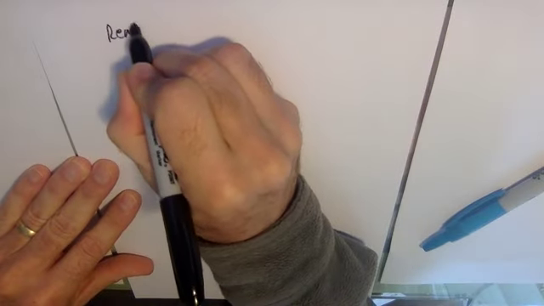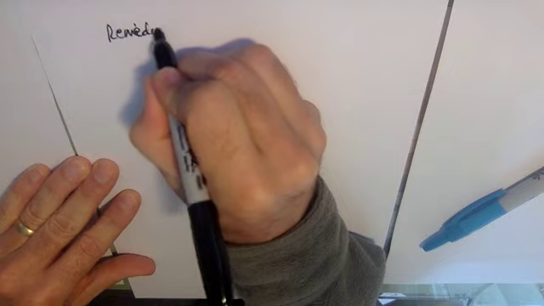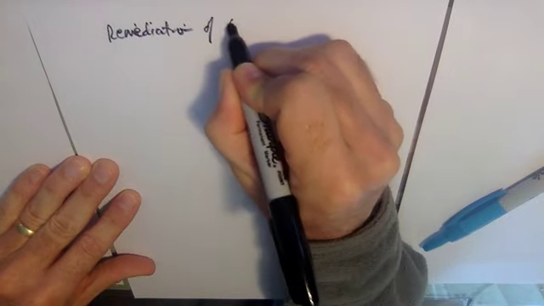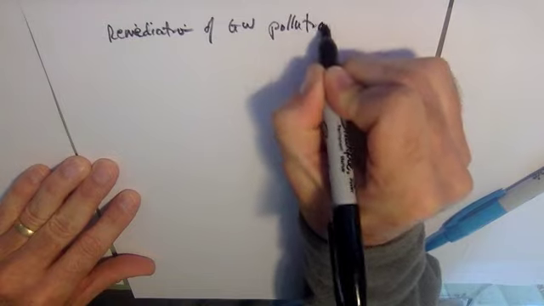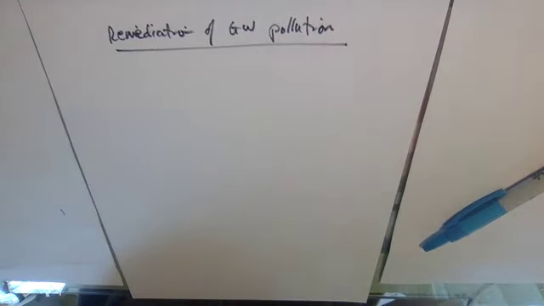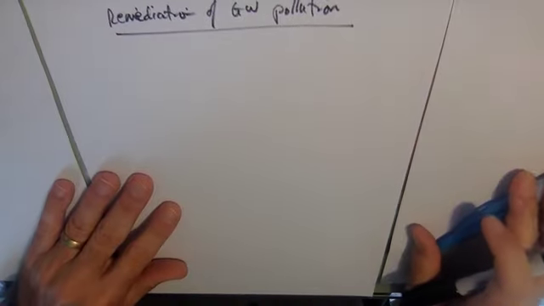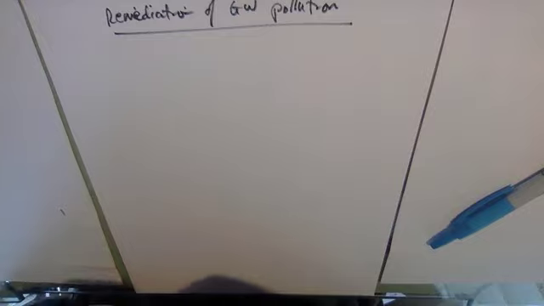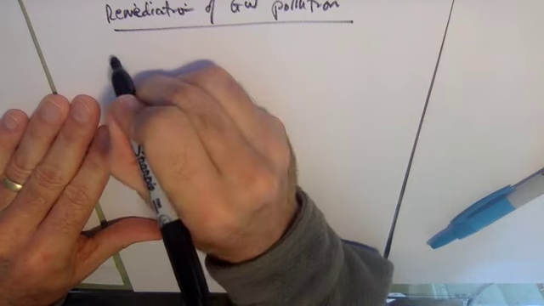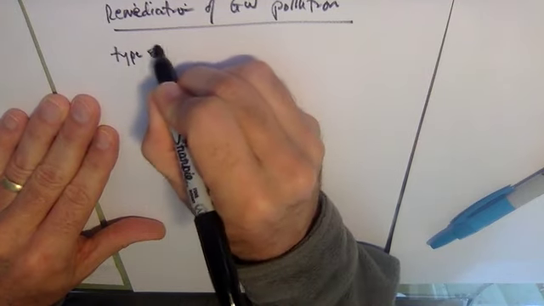All right, so let's talk about ways that we're going to remediate or clean up groundwater pollution. There are lots of things to consider here when we're thinking about how to clean up a spill. And the first thing you need to think about, right, is the type of pollution.